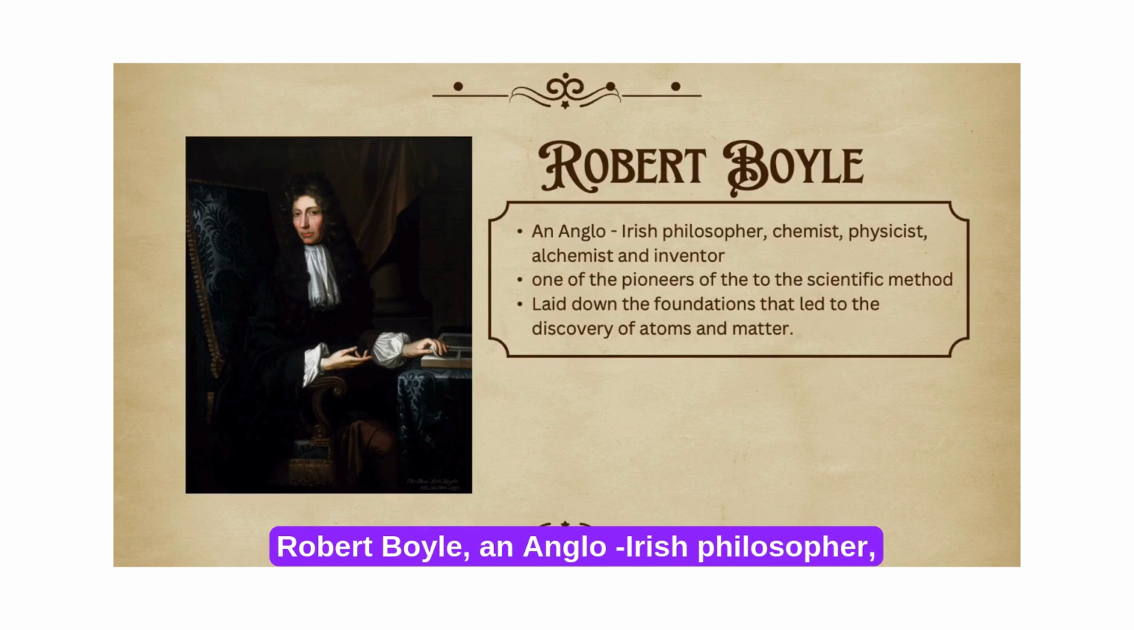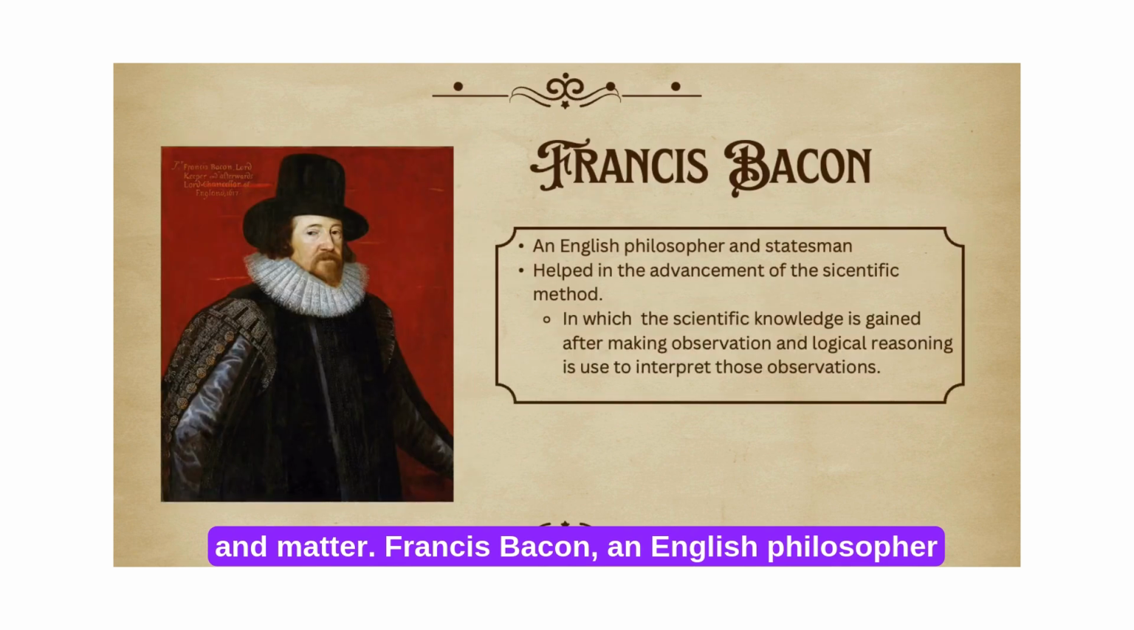Robert Boyle, an Anglo-Irish philosopher, chemist, physicist, alchemist, and inventor, was a pioneer of the scientific method. He laid the groundwork for the discovery of atoms and matter. Francis Bacon, an English philosopher and statesman, advanced the scientific method. He emphasized gaining scientific knowledge through observation and logical reasoning.